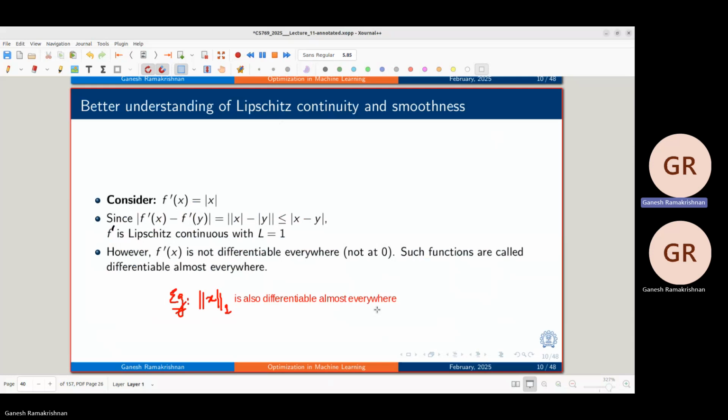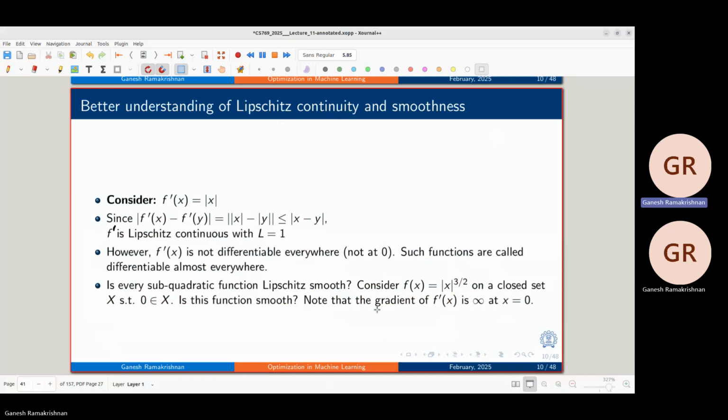In fact, a function that we have seen, our favorite function, the 1 norm of x, is also differentiable almost everywhere, except for a configuration which has, let's say, one of the components equal to 0.